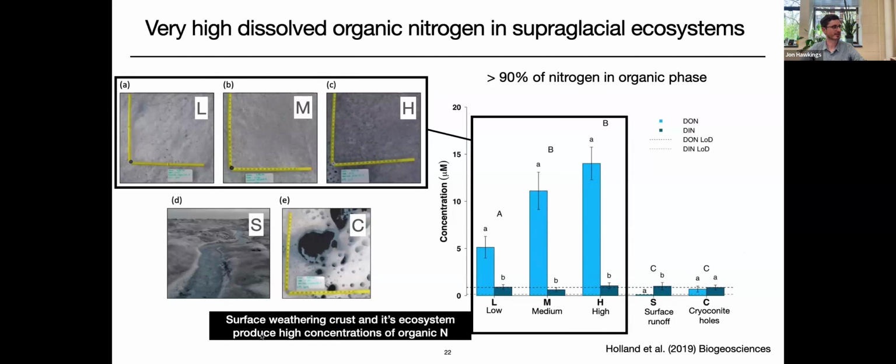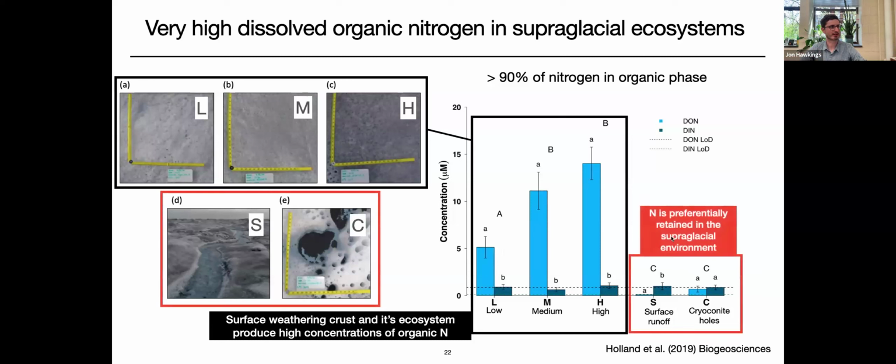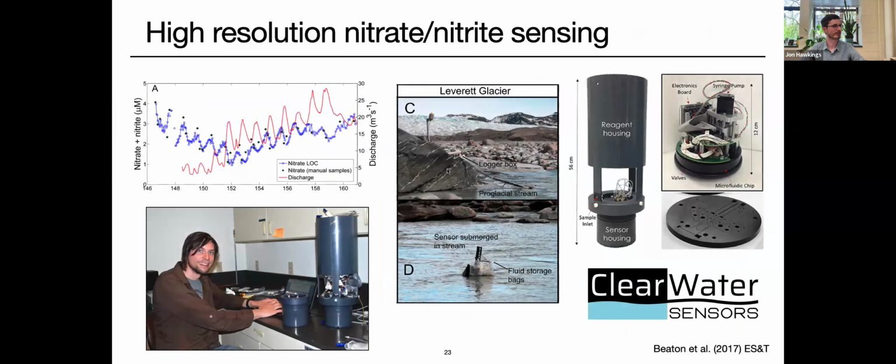So there's a surface weathering crust. Ecosystems produce high concentrations of organic nitrogen, but that nitrogen seems to be retained in the superglacial environment rather than exported into the ice sheet interior subglacial environment.